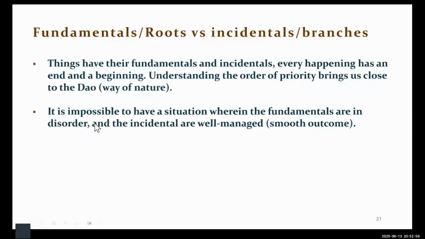Okay, so this is what the second line is saying. It's impossible to have a situation wherein the fundamentals are in disorder and the incidental or the branches are in order. When the root is not strong or it's ailing, maybe rotting, is it possible to have very green leaves and very healthy branches? That's not possible, right?